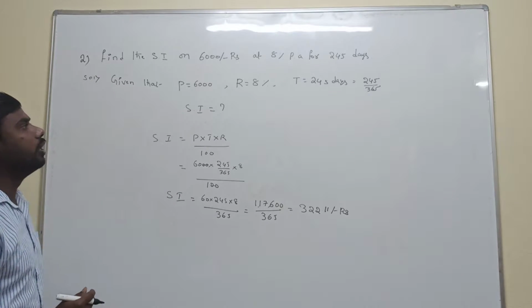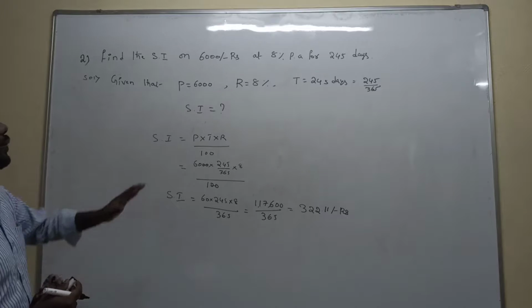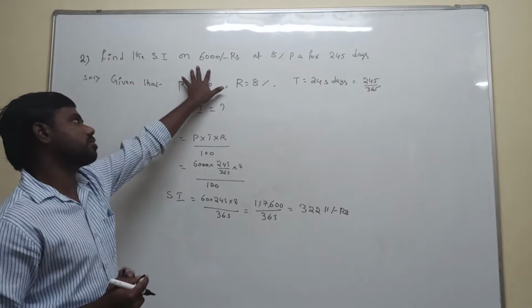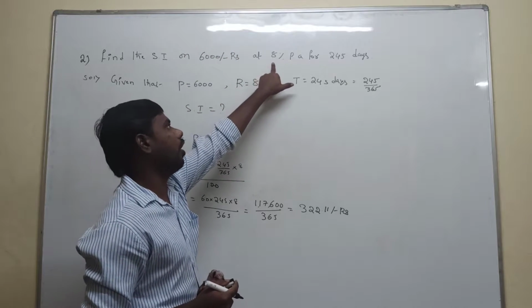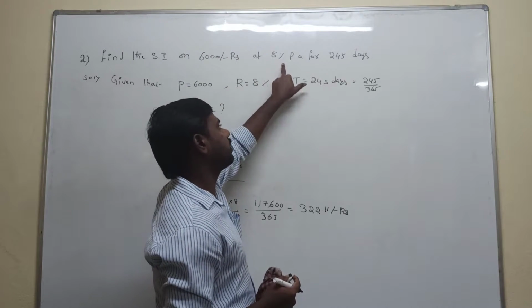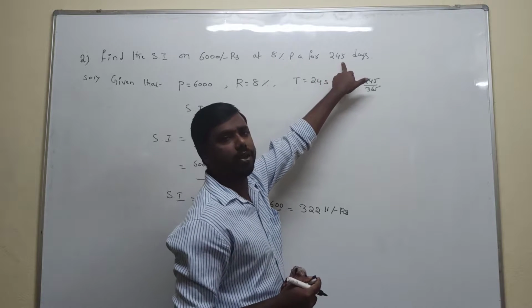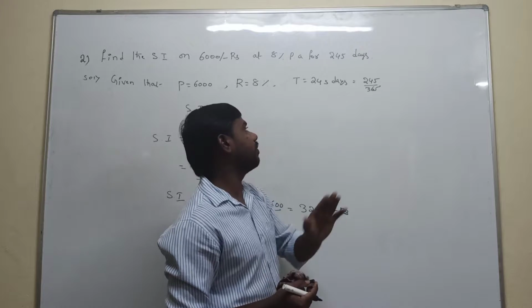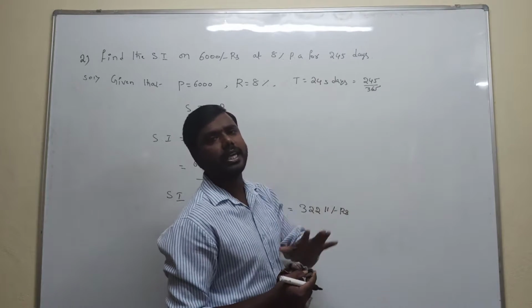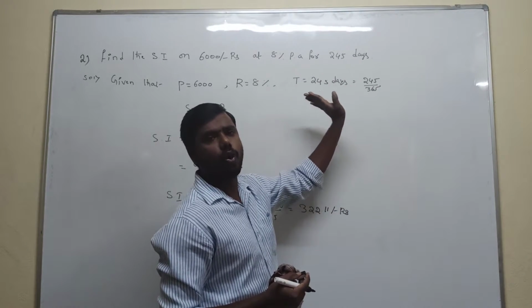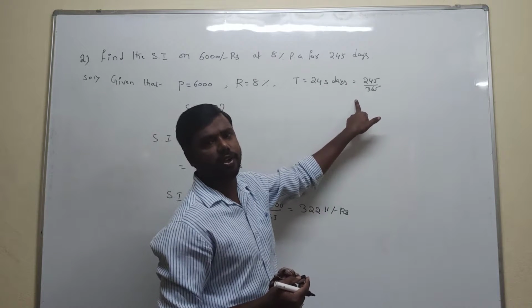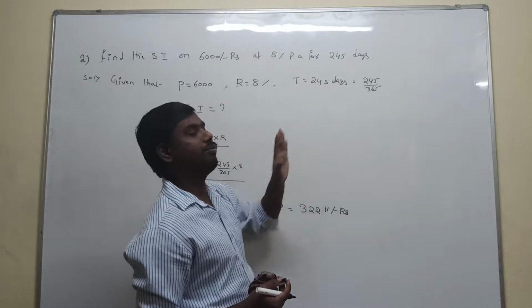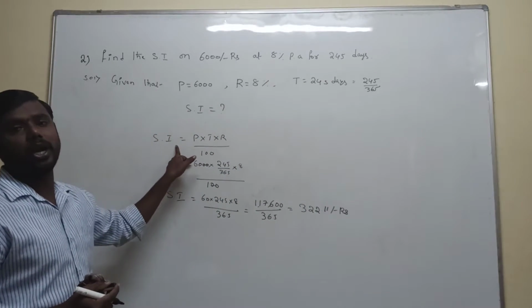What are they asking? We need to calculate simple interest. Principal amount is 6,000. Rate of interest R is equal to 8%. Duration time T is equal to 245 days. We need to calculate this per year, so we convert 245 days to years. Total how many days are there in a year? 365 days. That's why given days divided by 365. That is the time.